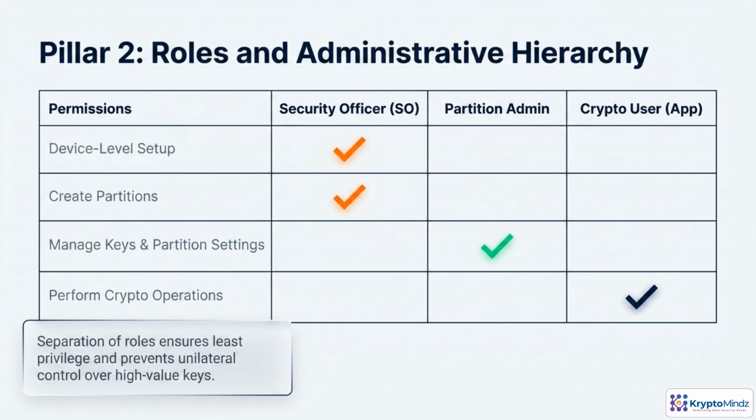An HSM is not governed by a single superadmin account. It uses a hierarchy of roles. The security officer owns the box itself, initializing it and defining global settings, but never handling application keys. The partition administrator controls just a partition, creating it, managing its keys and policies, but not actually using those keys for crypto operations. Crypto users are typically applications. They can sign, decrypt, or unwrap keys, but can't change the security setup. This separation of duties enforces least privilege and prevents any one person from unilaterally controlling critical keys.